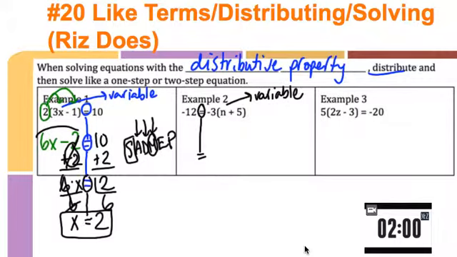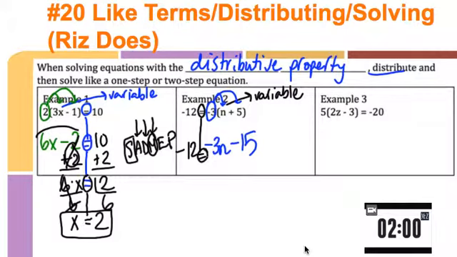and what goes off in my brain is that I see this number outside parentheses, so I can distribute into the parentheses. So negative 3 multiplied by n is negative 3n. Negative 3 multiplied by 5 is negative 15. Now I've got negative 12 here.